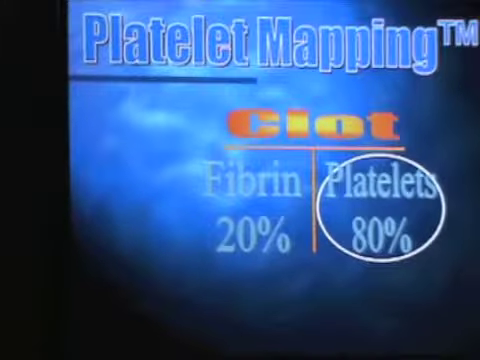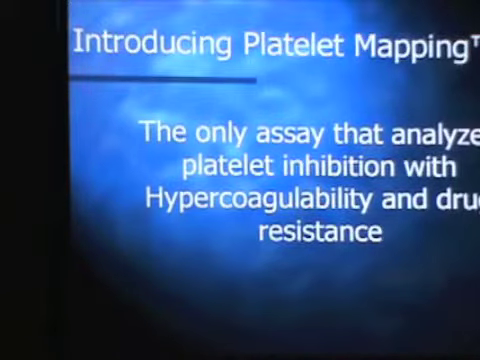Okay, now we're going to go through platelet mapping, which represents about 80% of the clot. And this is where we're going to get to your question, okay? And see if you agree when we go through this. Platelet mapping is the only assay that analyzes platelet inhibition with hypercoagulability and drug resistance. Okay, that's a lot to say in a sentence.